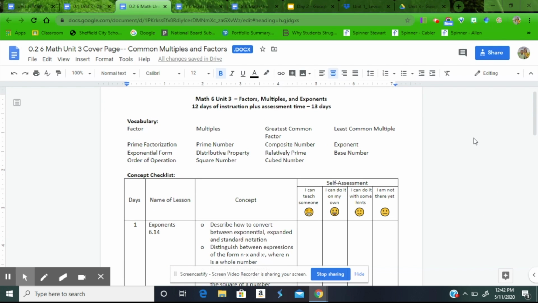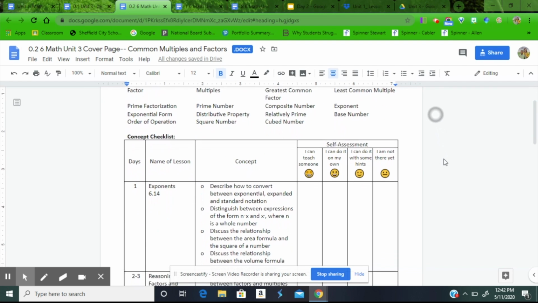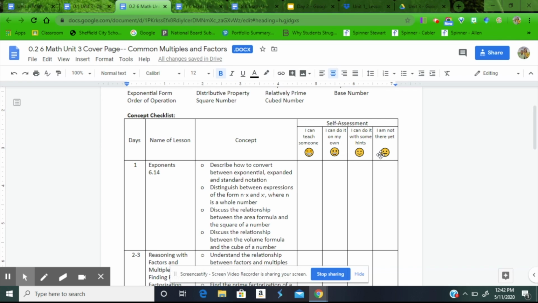Here we have our cover page or simplified scale. You can see here Math 6 Unit 3, Factors, Multiples, and Exponents. It's the title of our unit. It is 12 days of instruction plus assessment time for a total of 13 days. Below that, you'll find the vocabulary that will be addressed throughout the unit. Then we move on to our concept checklist.